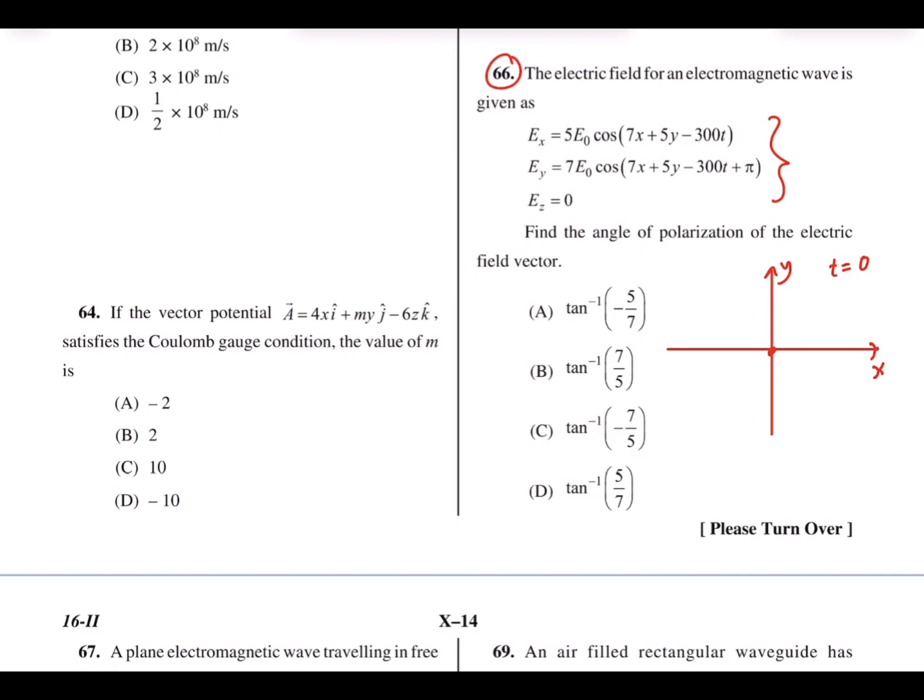At the origin and at t equal to 0, Ex is given by 5 E naught and Ey is minus 7 E naught. So essentially this is 5 and this is minus 7. So we are here. At t equal to 0, the electric field vector would look like this. The polarization angle theta is given by tan inverse of 7 by 5. We have to include a minus sign because we are in the fourth quadrant. So option C is the correct answer.